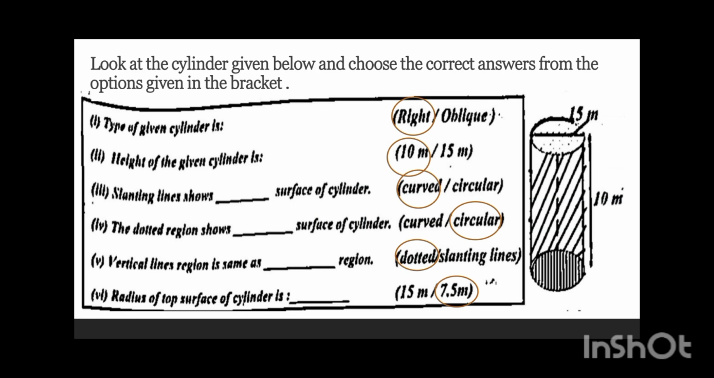Okay, now we're going to have a look at the cylinder given below and choose the correct answers from the options in the bracket. Type of cylinder is right, not oblique. Height of the given cylinder is 10 centimeter, that's shown here. The standing region shows the curved surface area. The dotted region shows the circular surface area of the cylinder. The vertical lines region is the same as the dash dotted region. Now radius of the top surface of the cylinder is 7.5 centimeter, because we have to divide 15 by 2.